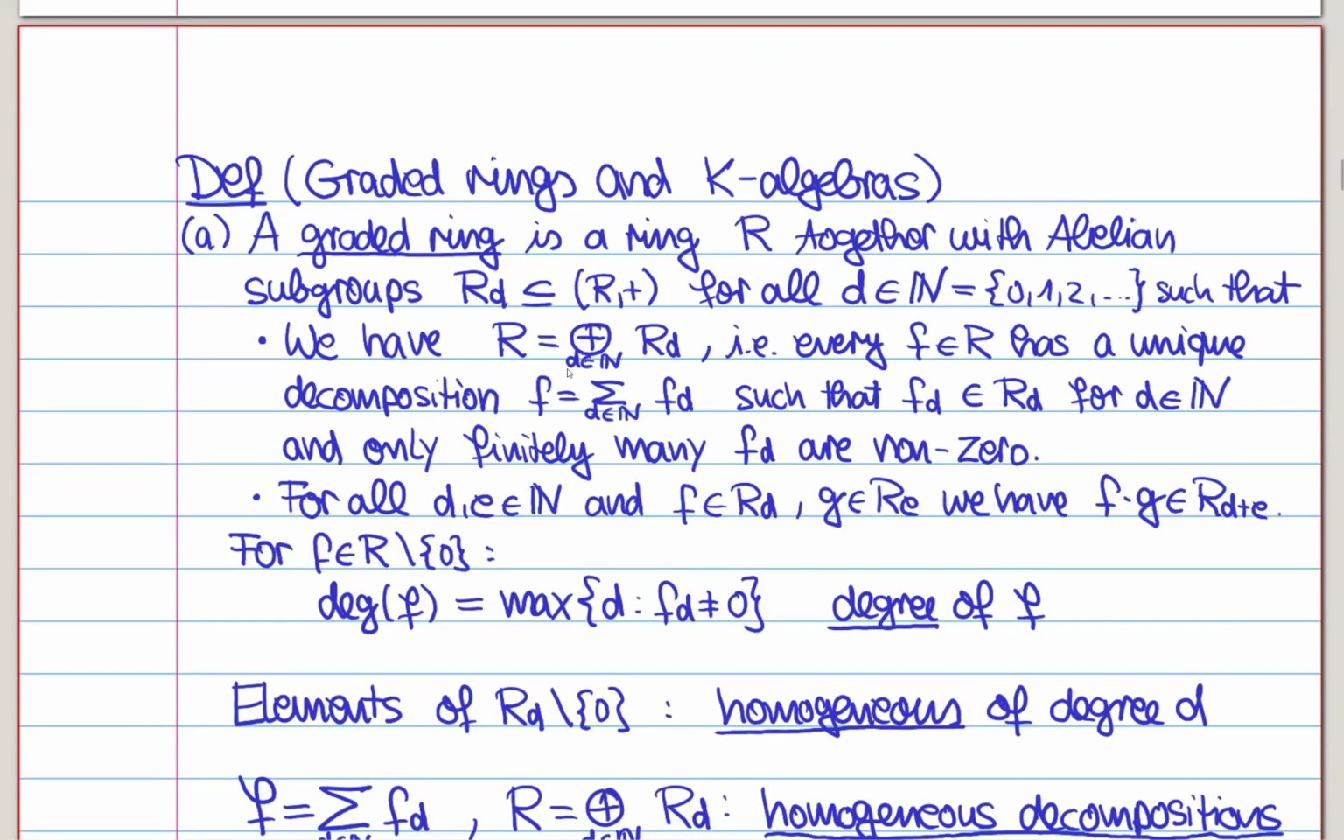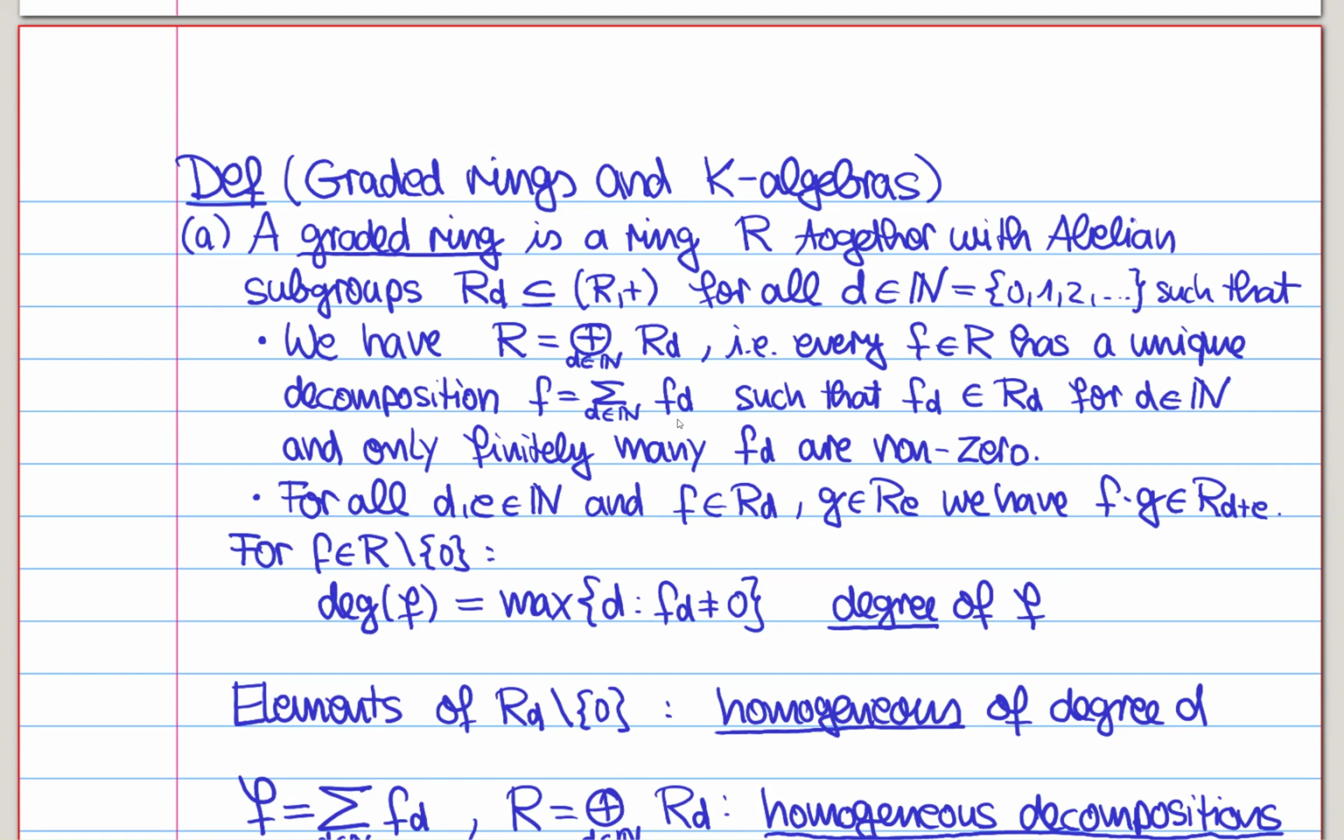One is that R is, as an abelian group, the direct sum over all of these R_D. So in other words, every f inside R has a unique decomposition as a sum of f_D, which sit in these R_D, and only finitely many of those are allowed to be non-zero. That's the definition of this direct sum of groups.